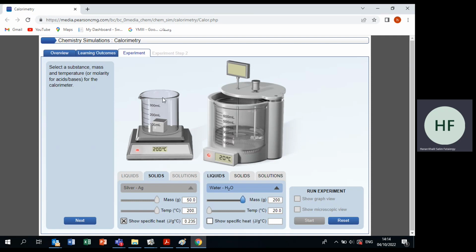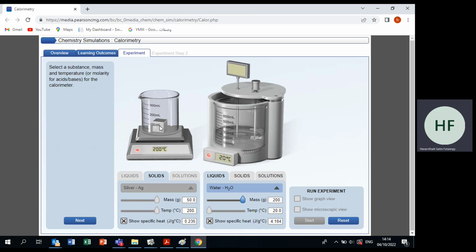Now, the other thing I have is water. I have 200 grams of water. The temperature is 20 and the specific heat of water is 4.18. Now what I will do, I will put the block in water. Now when I put the block in water, they are at different temperatures. What will happen to the temperature of the block? Of course, we will have to reach a final temperature between this one and this one.